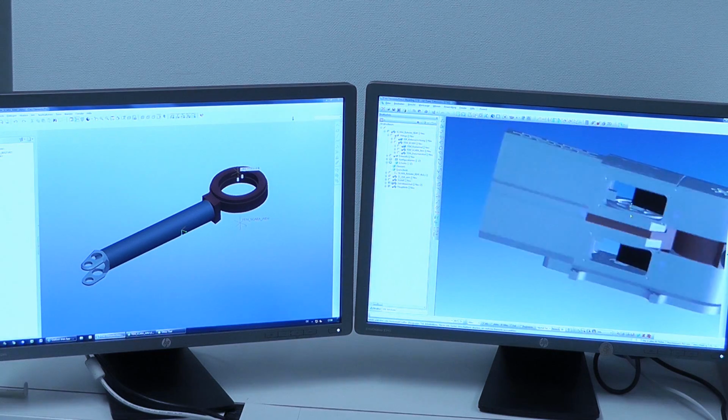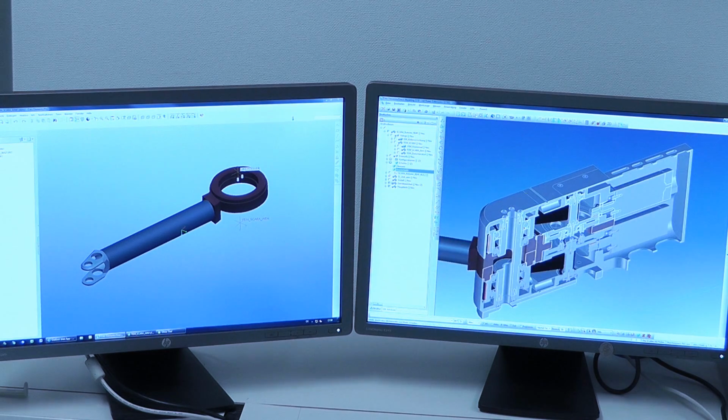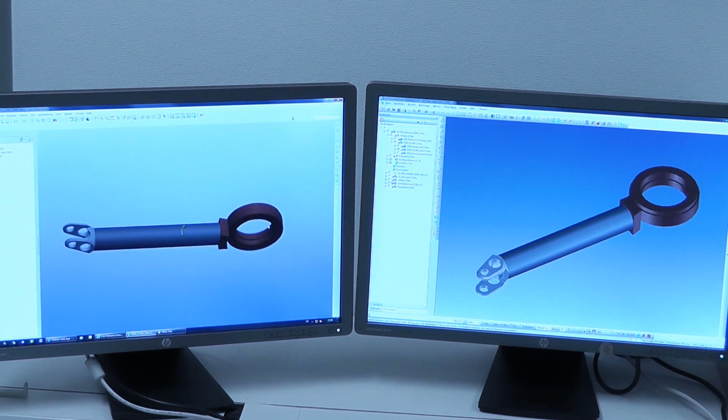To show the strength of this type of gears, the robot can also accelerate with 120 meters per square second, which is equal to 12 times the Earth acceleration.